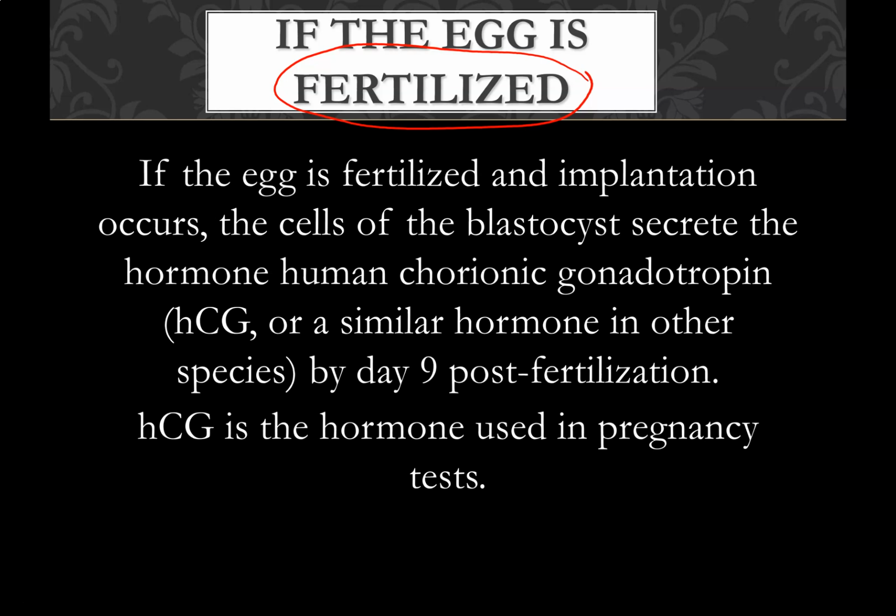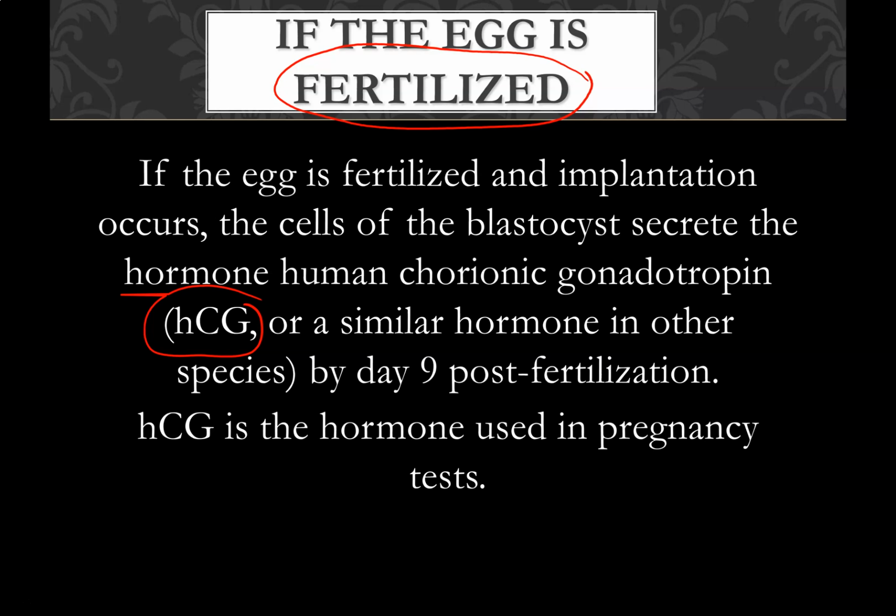So if the egg is fertilized and implantation occurs, remember, there's two parts of the story. First, the egg has to be fertilized, and then it has to implant. If it doesn't implant, then you're obviously not pregnant. Once it implants, you're going to start producing, releasing, or secreting, whatever you want to say, HCG. And that is what is used in pregnancy tests.